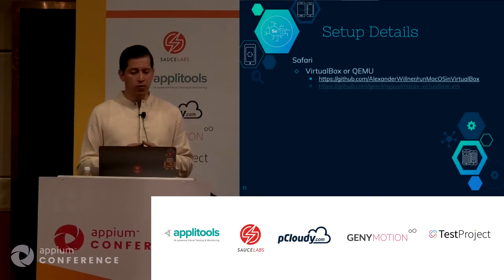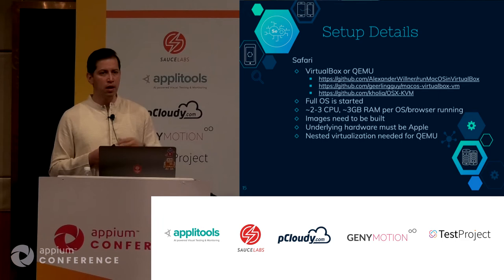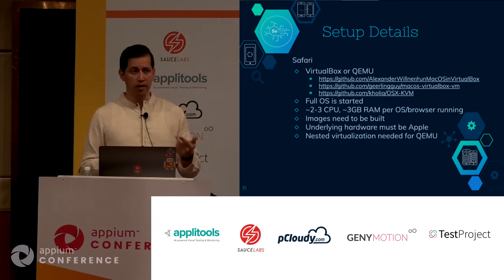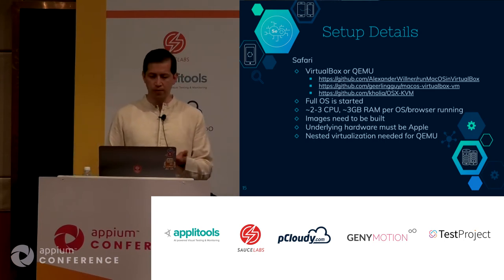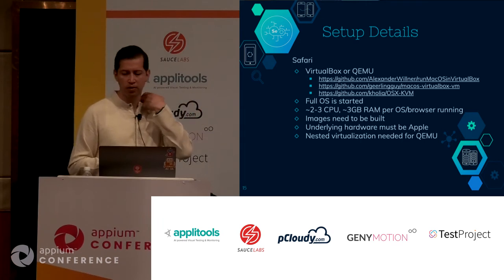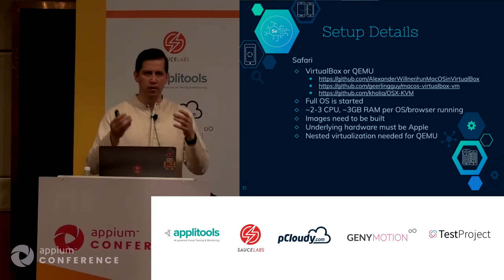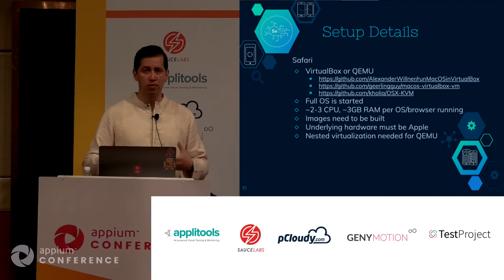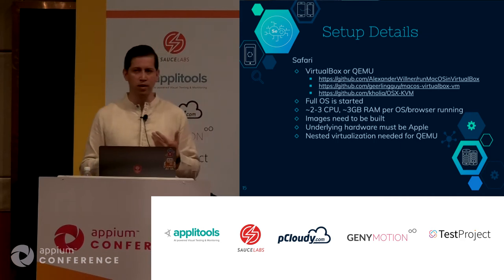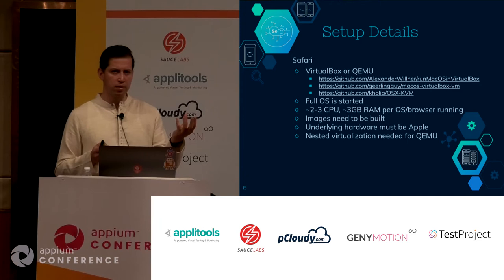Now let's talk about Safari. You could also use VirtualBox or QEMU for that. And these are links of GitHub repositories that you can use. And they show you step by step. And sometimes they provide scripts that you can just execute right away, and you will have an OS X operating system running inside VirtualBox right away. And you can do your testing there if you want. But there is also the third link that someone took the time to run OS X, the operating system, inside QEMU. And for that, you need the Linux operating system. Normally, the thing that you need to take into account here is that the complete operating system is started. So you need, in the same way as Windows, around 2 or 3 CPUs, and around 3 gigabytes of RAM per virtual machine running.